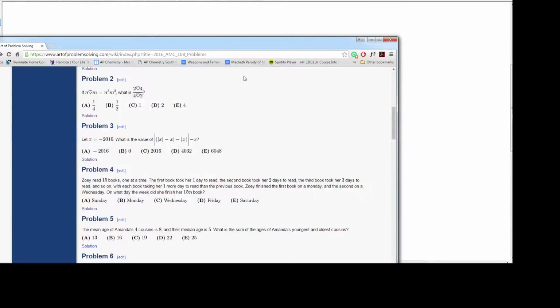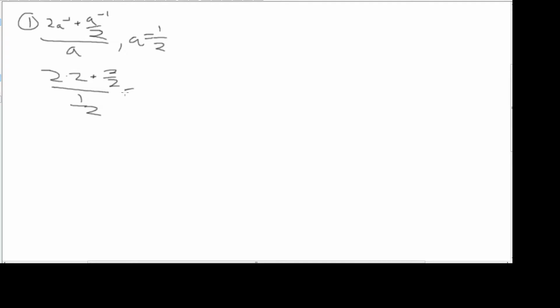Alright, so we're going to be doing problems 1 to 5 for the AMC 10B. So they're pretty self-explanatory. If I have more time, I can try and go on to problem 8, but they're pretty simple. So this is number 1. If you know your exponents in order of operations, this should be pretty simple. This is just equal to 10.